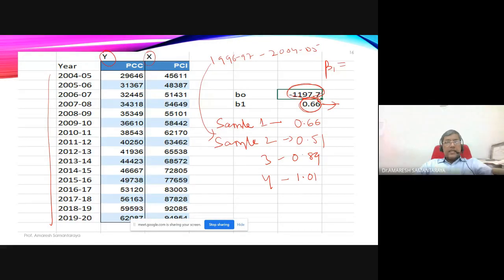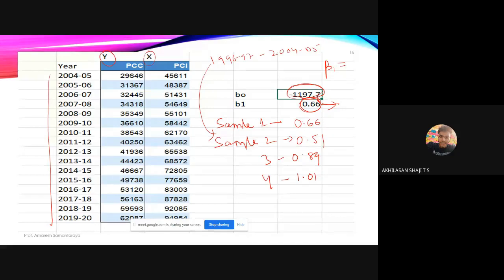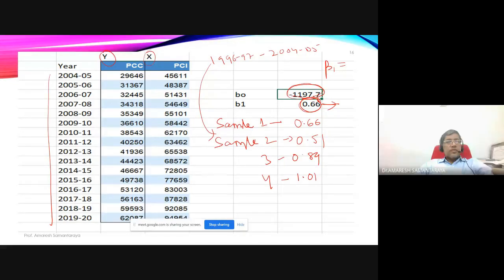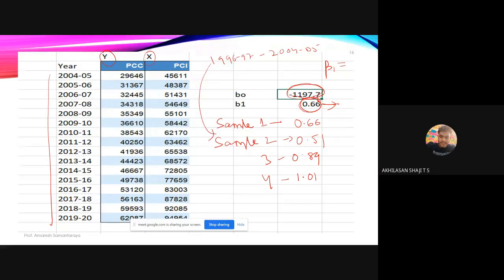Akhilesh, let us go step by step. I have a B1 number which is 0.66, right? That much I know. So from here, how will I move to beta 1? So using this as the point estimate for the population parameter, I can say beta 1 is equal to 0.66. No, sir, we cannot say that.